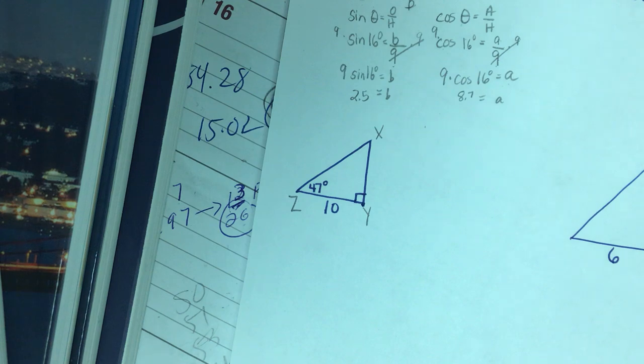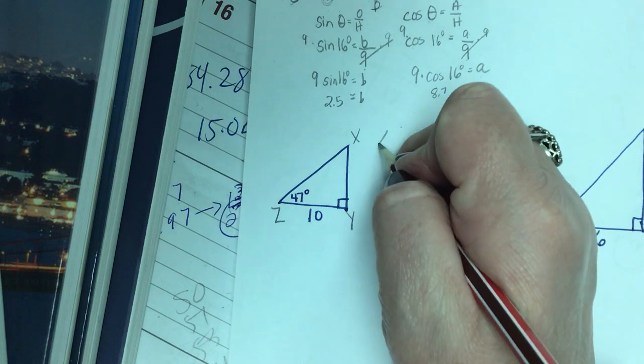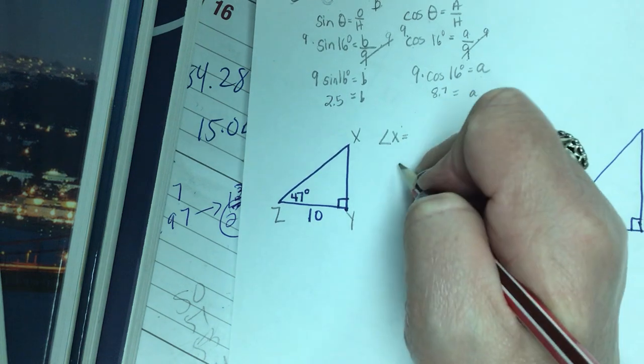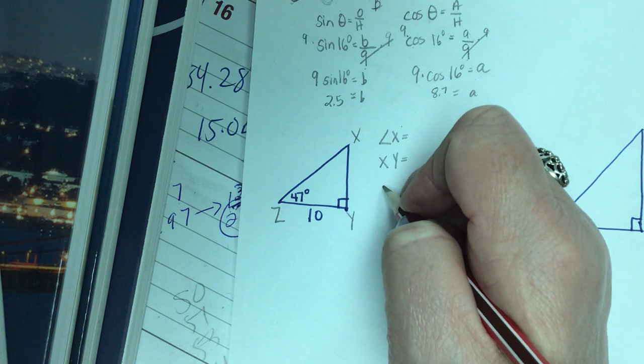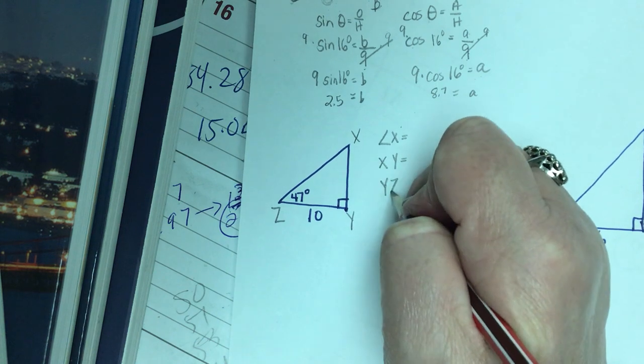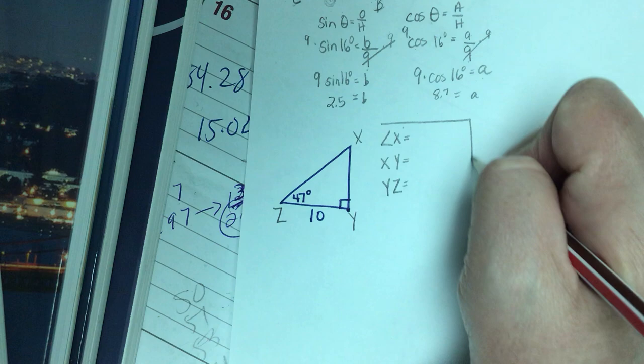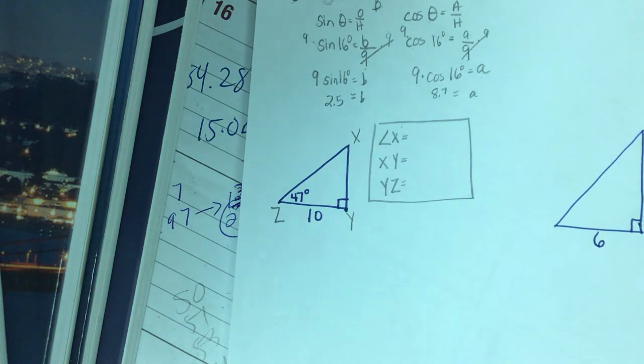Okay. So here is my next triangle. What is missing? Angle X is missing, side XY is missing, and side YZ or ZY is missing. So once I find all these, then I have solved my right triangle. As you look at that, you should see what is missing.